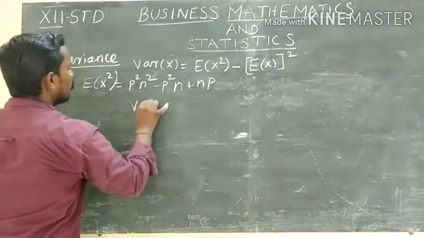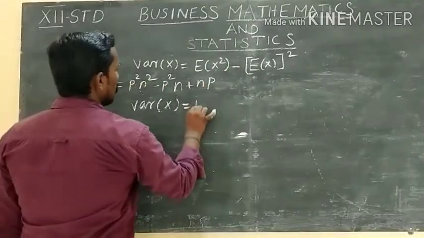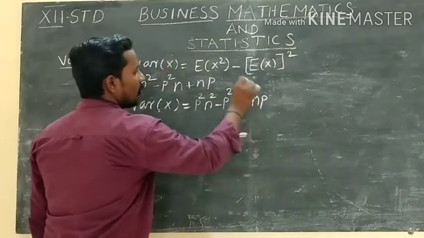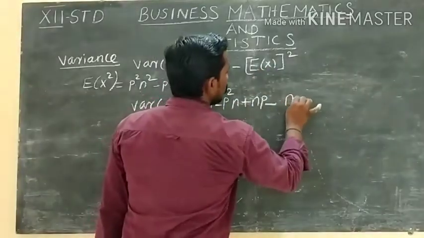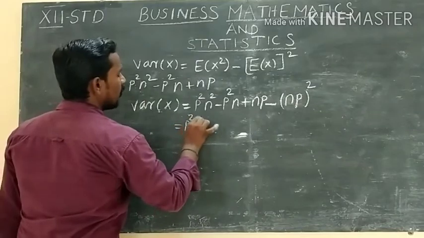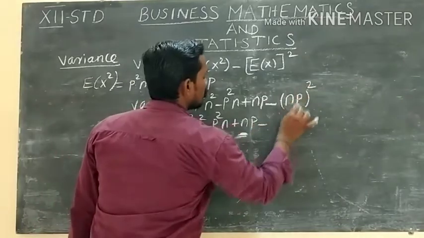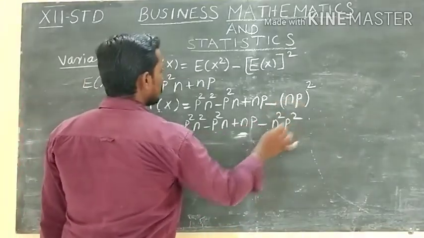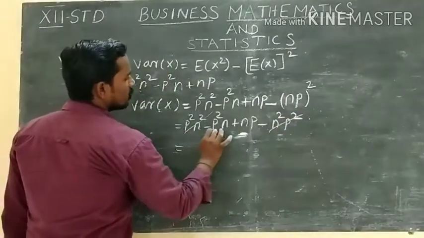Now the variance of x is equal to expectation of x square minus the square of the expectation of x. Expectation of x square is this: p square n square minus p square n plus np. The expectation of x is np, already derived, so we square np. So this is equal to p square n square minus p square n plus np minus n square p square. So p square n square minus n square p square are cancelled. So the remaining terms are these two.